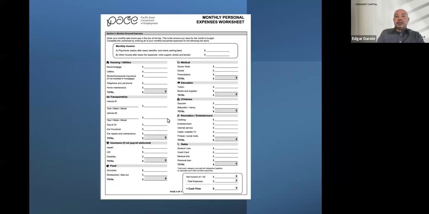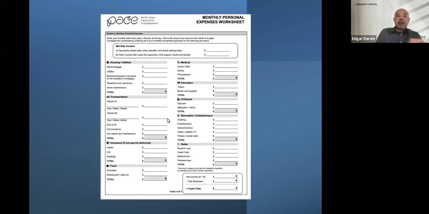Now, the next sheet of application would be the monthly personal expenses worksheet. This is a worksheet that PACE requires on each of their loan applications. In some banks, they don't have this worksheet per se, but you have to list it in a separate form. But PACE uses a standard form to make it easier and streamlined. So this will determine how much you make a month or a year, and compare that with your monthly expenses.